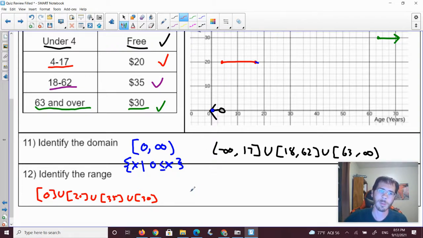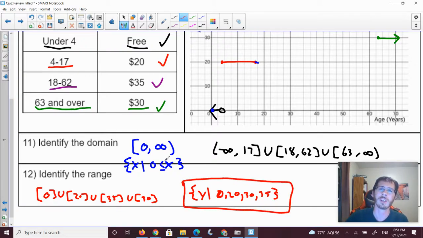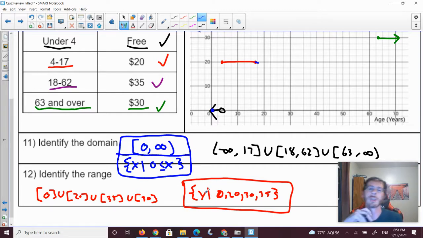So for this one, it's probably best just to write it in set builder notation. So y, and then you can just write the numbers 0, 20, 30, and 35. That's much cleaner than the interval notation. So I'd recommend the set builder notation for this one. The first one is kind of either or. Both of those are about the same. But I would definitely recommend the set builder notation for the second one.